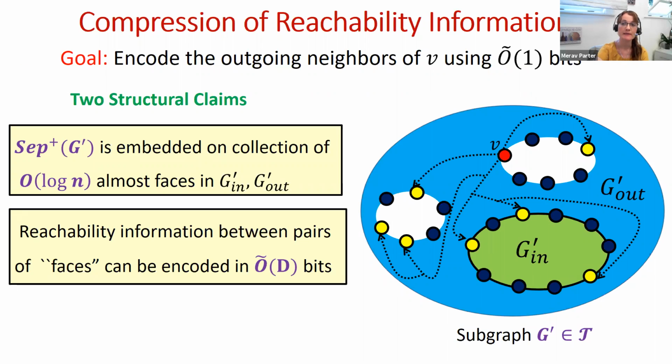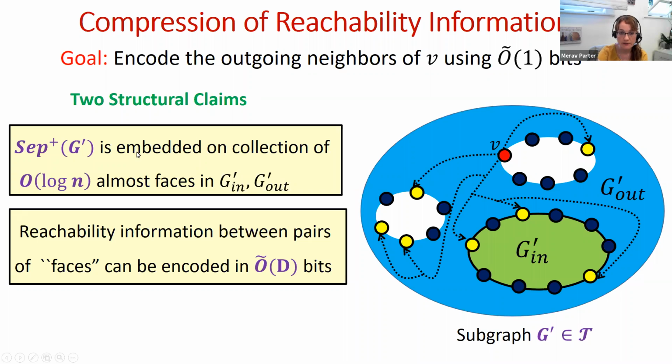And this compression is made possible due to two structural claims. The first claim says that if we look at the nodes of the extended separator set in G prime, these nodes are not scattered arbitrarily in G prime, but rather they are quite nicely organized in order of log n many faces, okay? The second property is that if I'm given two faces and I would like to encode the reachability information between the nodes lying on these two faces, I can do it very efficiently, and I can compress this information with a number of bits that scales linearly in the number of nodes on the face, which is roughly d in our setting.